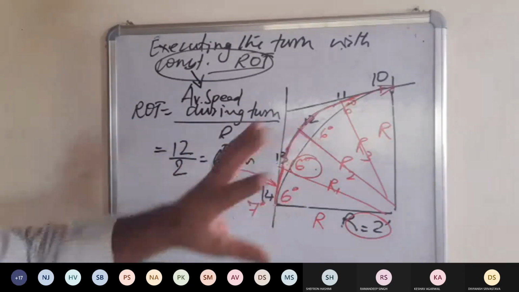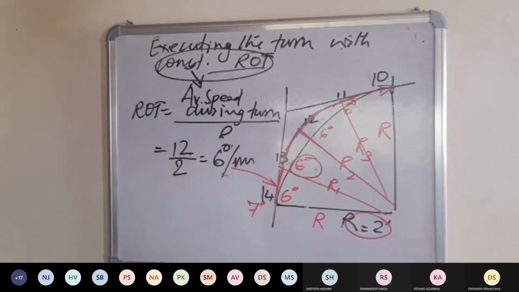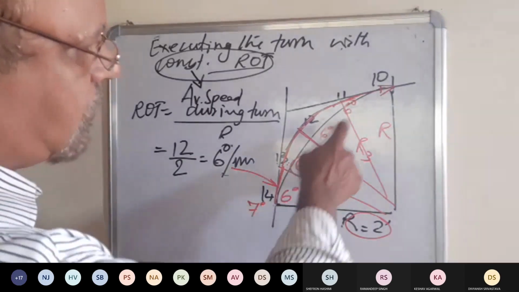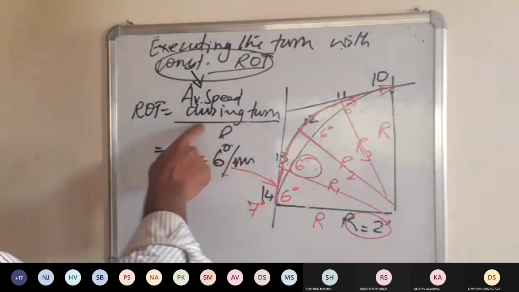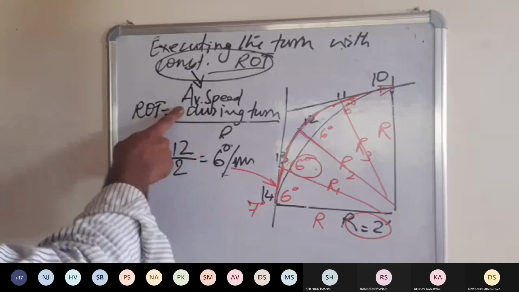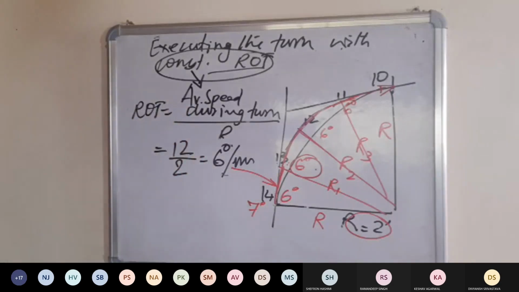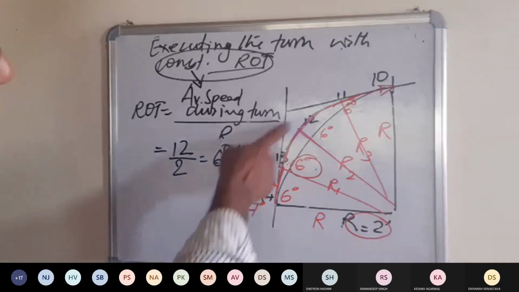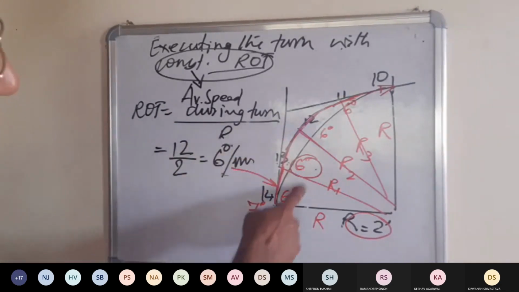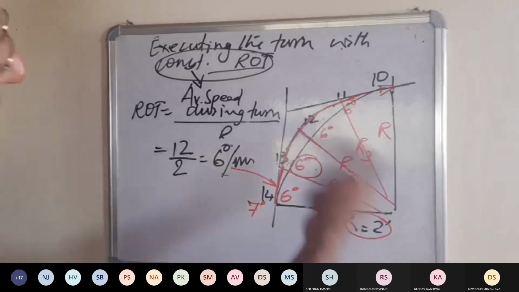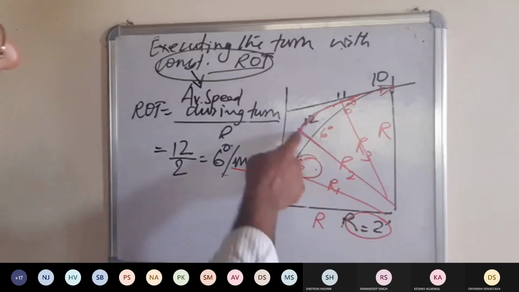So this is a more practical method of making the turn, where you are keeping the ROT constant all the time, when you are deciding the ROT on the basis of the average speed of the ship during the turn. In this case, what happens? The speed keeps on dropping, but you are giving a constant ROT, and that results in changing radius.